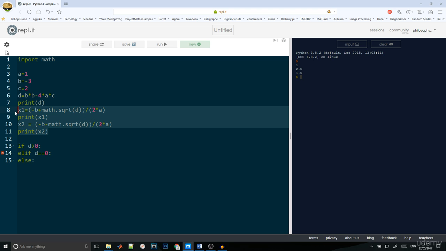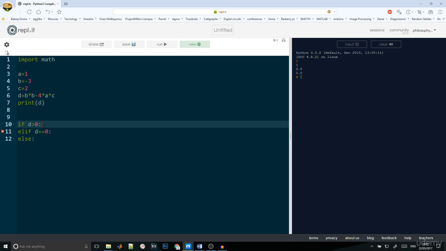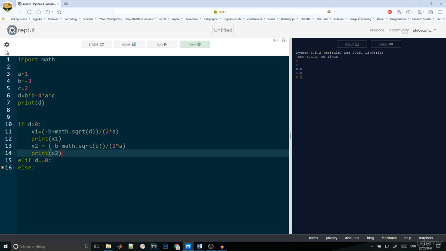Then we will use the same algorithm inside the d greater than 0. In the case of d is equal to 0, we have only one solution two times. So x1 is equal to this. And we will print it.